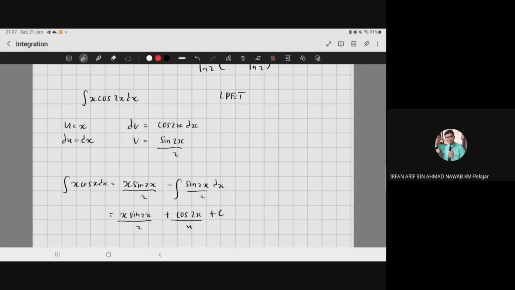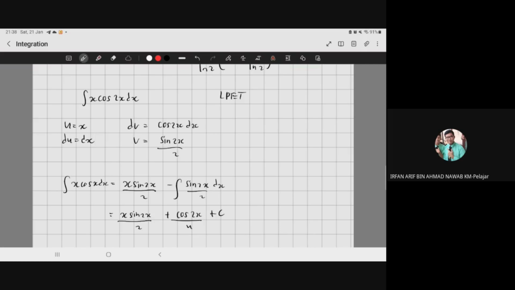Okay. Alright, as far as I know, if I integrate sine of x, I should get negative cosine of x. So yeah, sine x. Yeah, I think I'm correct. Oh yeah, correct. Alright, nice. Alright, so that's about it.